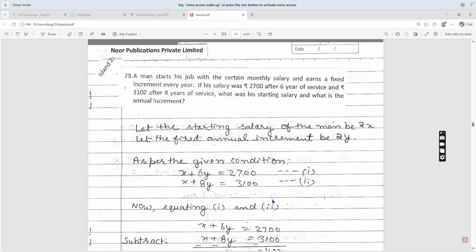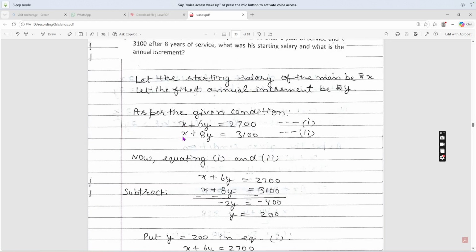Now we are going to equate these two equations. This time the coefficient of X in both the conditions is same, that is plus 1, plus 1. So we are going to subtract, because if the coefficient is same, we have to subtract them. This plus becomes minus, so plus x minus x will give us 0, plus 6y minus 8y will give us minus 2y, 2700 minus 3100 will give us minus 400. So y is equal to minus 400 divided by minus 2, which is 200.